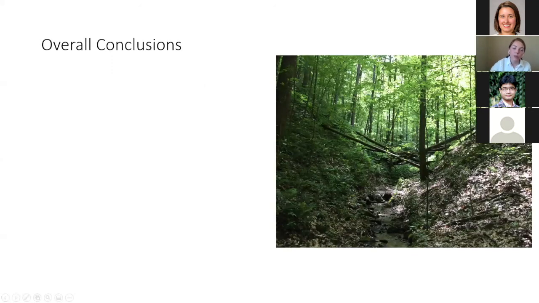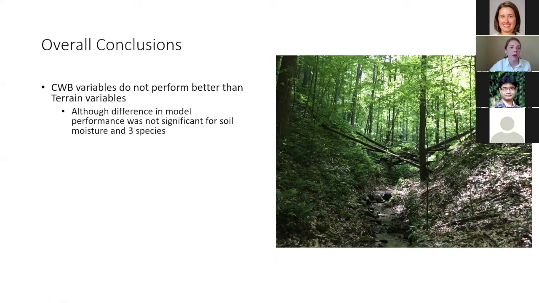So, overall conclusions from this whole study: the first would be that the climate water balance variables alone do not perform better than terrain variables. We saw that with the pseudo R-squared, the R-squared values, and the AUC scores. But when we tested this using the non-nested likelihood ratio test, the difference in performance wasn't significant for soil moisture or for 3 of the species that we looked at.